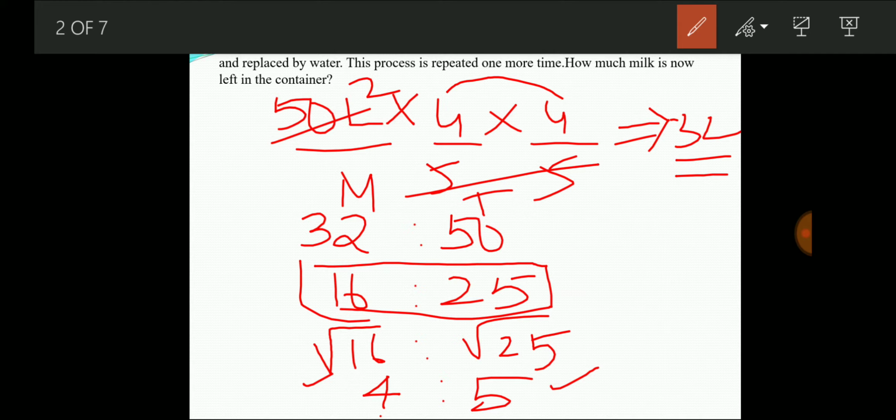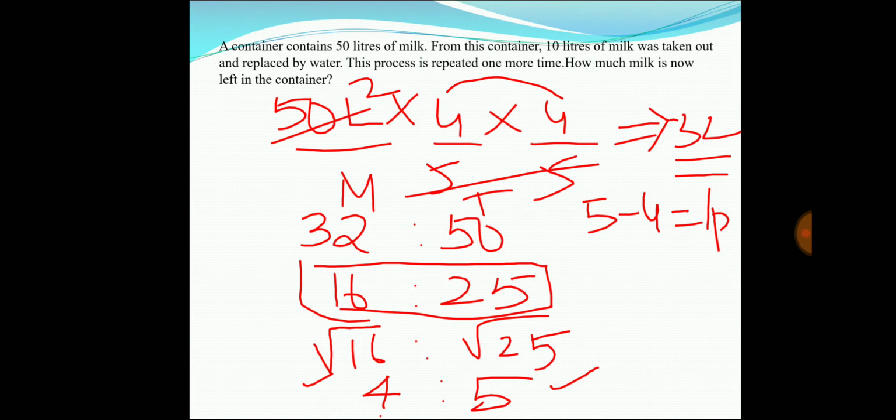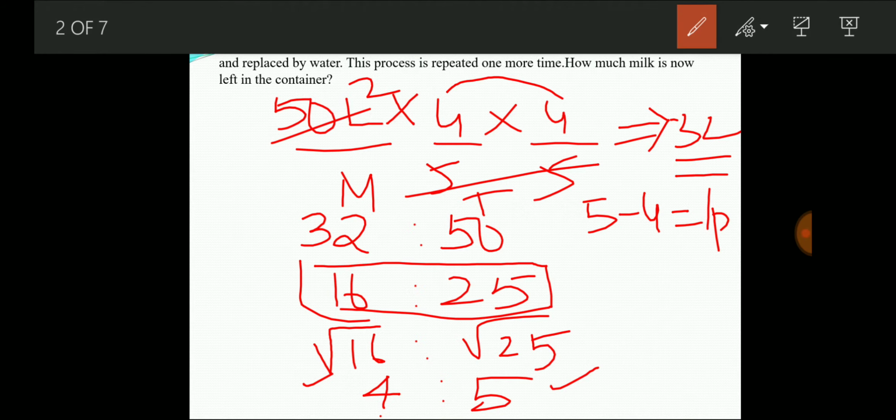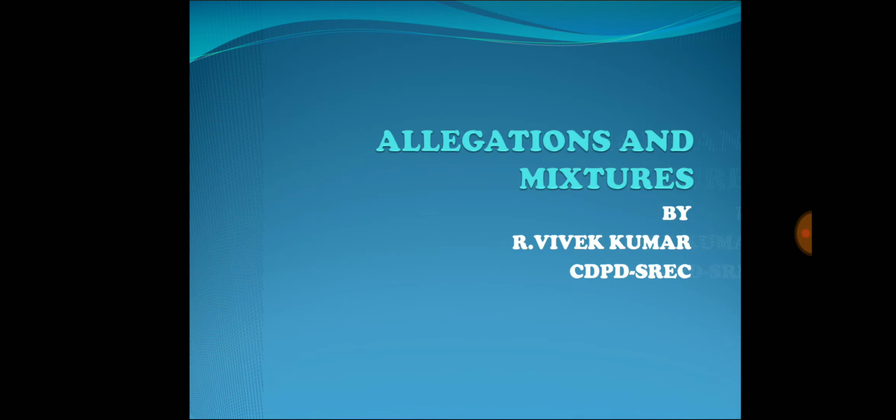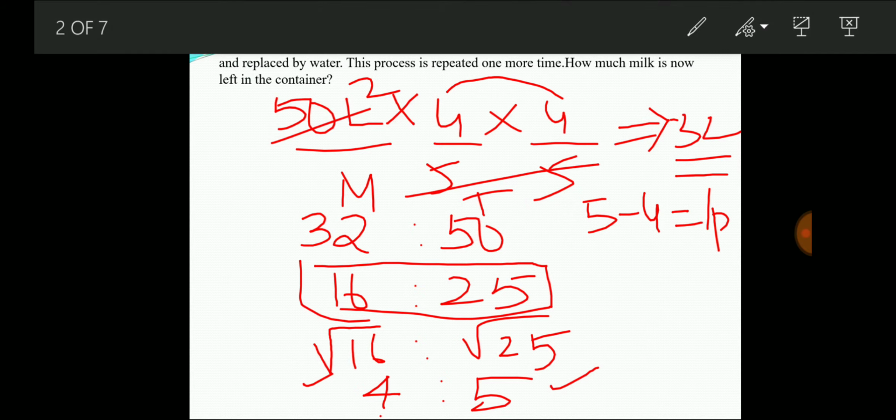So the ratio for total and milk, when I take 4 is to 5 is the ratio. 4 is to 5, the difference is 1 part. 5 minus 4 is 1 part. That 1 part difference is because I have removed how many liters? It is 10 liters. I have removed 10 liters here, which has become the difference there.